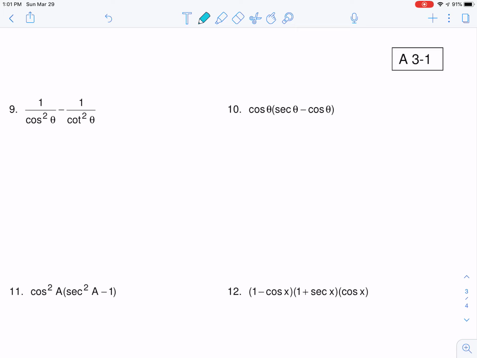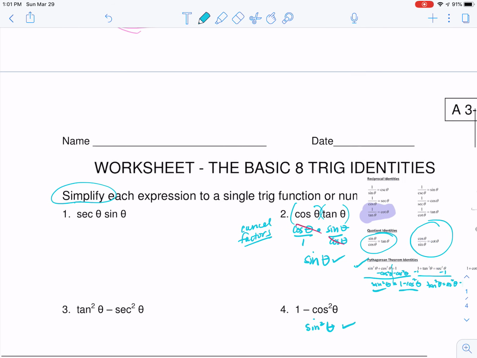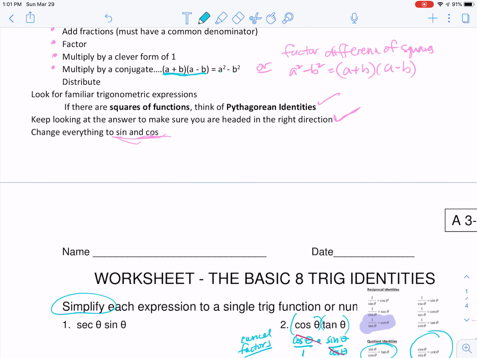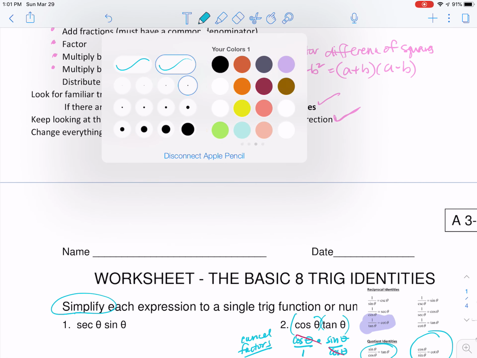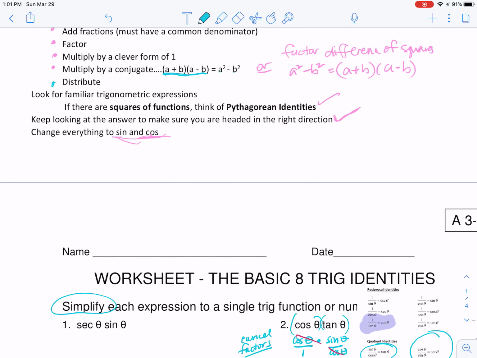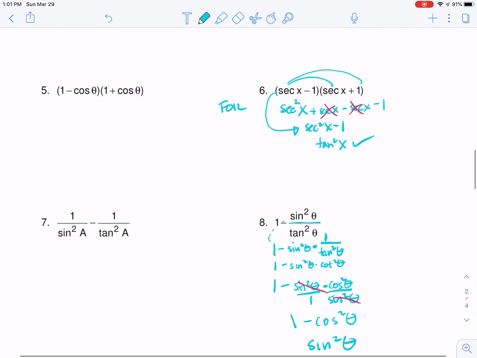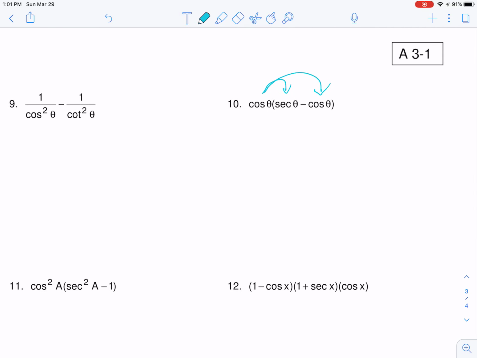All right, this guy, I've got a term out in front being multiplied times 2 terms. What I think I might do is distribute. That was one of the ideas. Distribute was one of the ideas up here. Distribute was an idea, right? Okay. So if I distribute, I would get cosine theta times secant theta minus cosine squared.